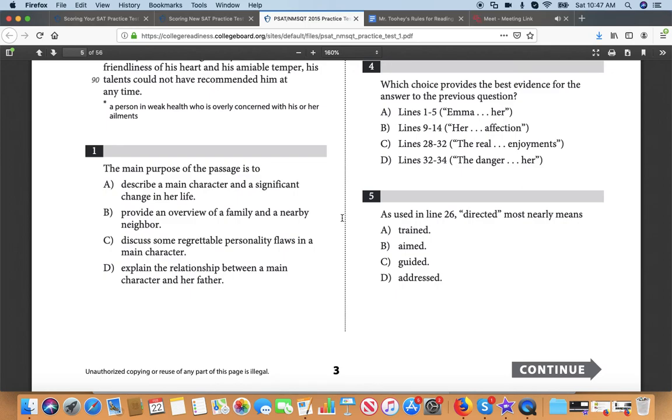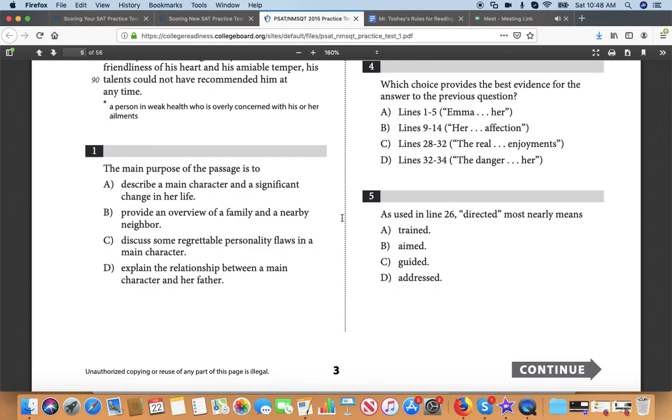Go ahead and read answer choice B. Provide an overview of a family and a nearby neighbor. Okay, Caden, is the main purpose of the passage to provide an overview of a family and a nearby neighbor? It provides an overview of the family. It does that. She's only a neighbor towards the end. She was kind of the family. Doesn't really add up. Yeah, I agree. And you're absolutely right. Based on the evidence, you can eliminate that.